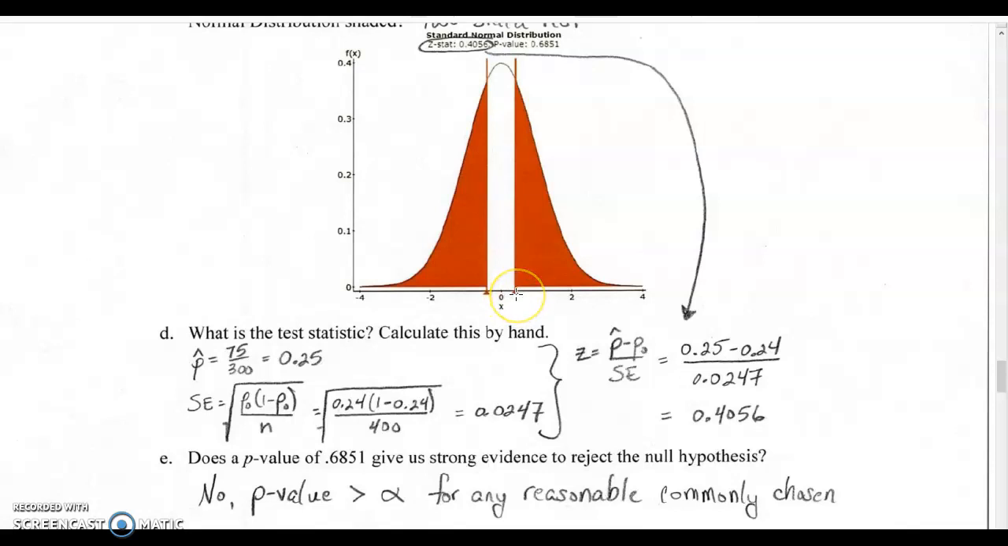Now, the probability of getting that test statistic or one more extreme would mean to the right of that. But since it's a two-tailed test, we also want the area to the left of minus 0.4056. In other words, we want the area in both tails, because we don't care which side it ends up on. So that makes for a pretty big p-value here of 0.6851, and that z-score is not very surprising at all, right? It's only 0.4 standard deviations from the mean, so that's not a surprising test statistic anyways.